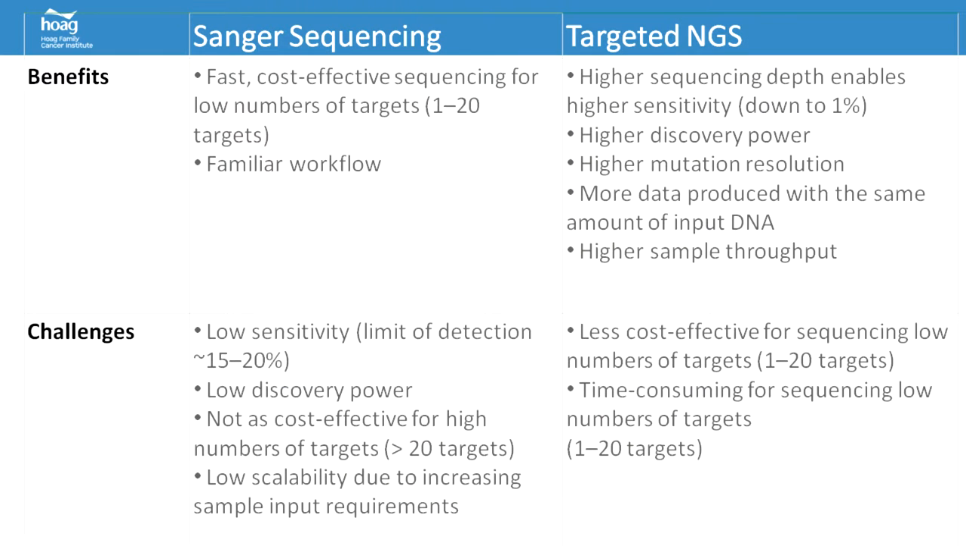So the benefits of Sanger sequencing are it's fast. It's ideally suited for a small number of genes or targets in a very familiar workflow. Relatively low sensitivity, so you have to have at least 15 to 20% allele fraction to be able to make reliable calls. And it's not scalable because it's relatively labor intensive.